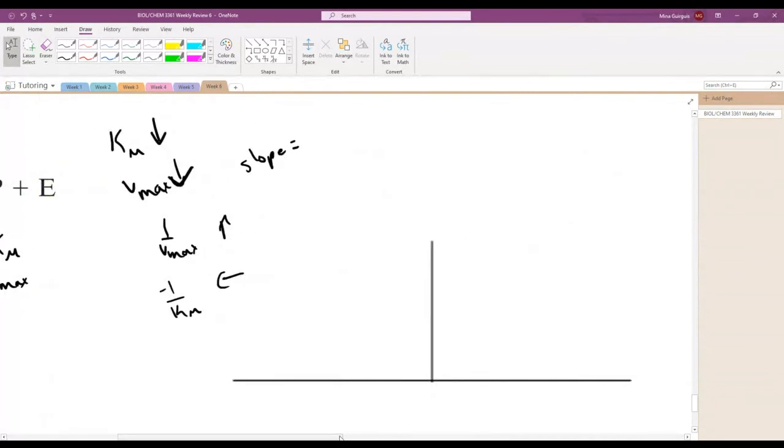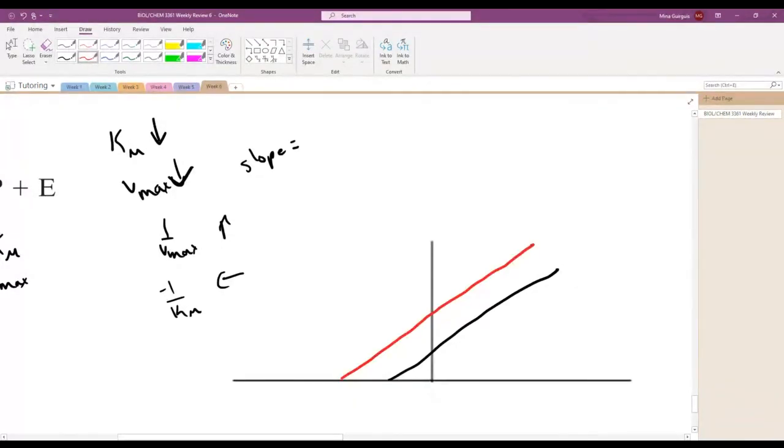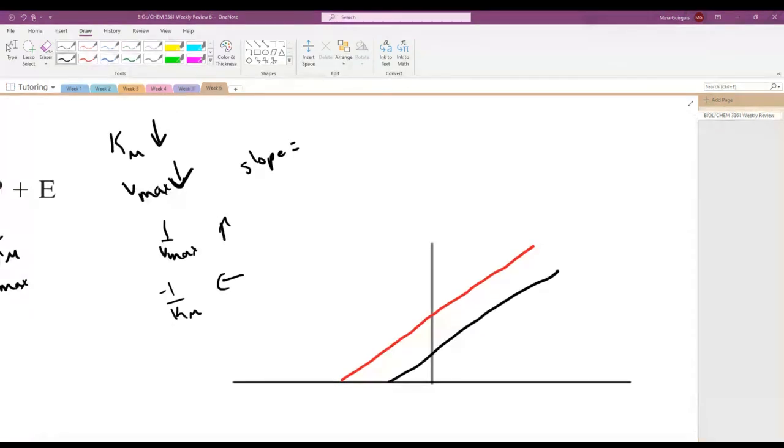Okay. So what we're going to see here is, let's see if I can draw this well. That's our generic line without an inhibitor. This is our line with an inhibitor, and the slopes are about the same because the lines are about parallel. Okay. So this is a classic uncompetitive inhibitor. All right. Does that make sense? Are we okay with that idea?